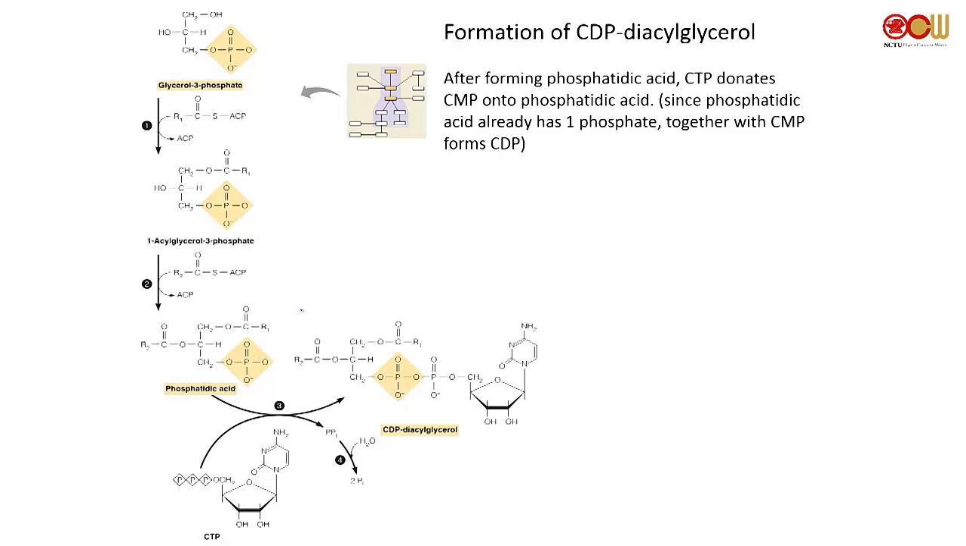Okay, so here's the actual pathways. We have the formation of CDP diacylglycerol, okay? So first, after forming phosphatidic acid, CTP donates CMP onto the phosphatidic acid, okay? Now, since phosphatidic acid already has 1 phosphate, together the CMP forms a CDP, okay? What does that mean, okay?